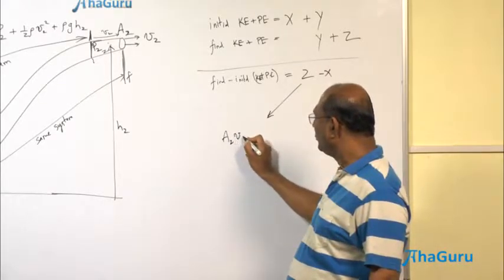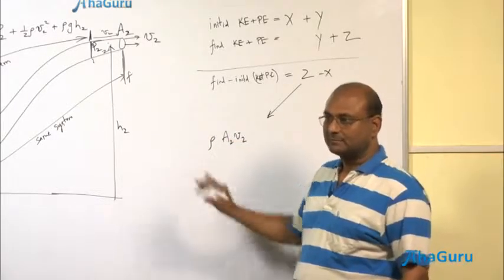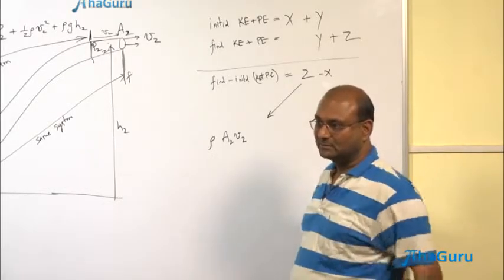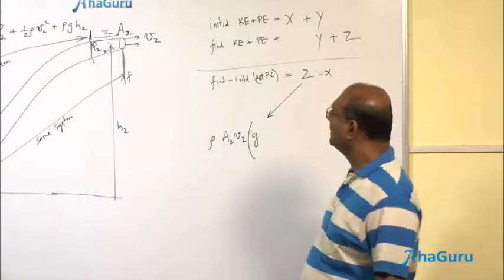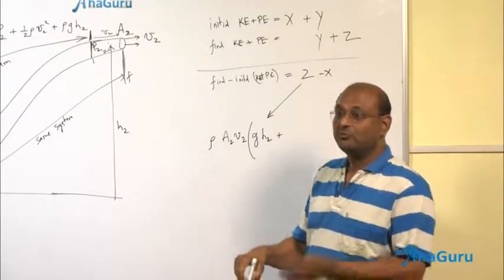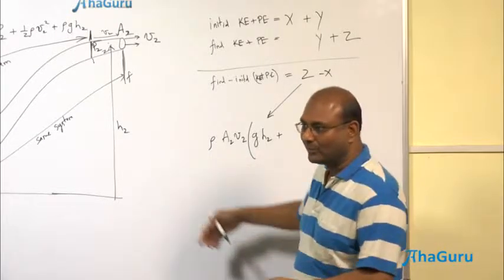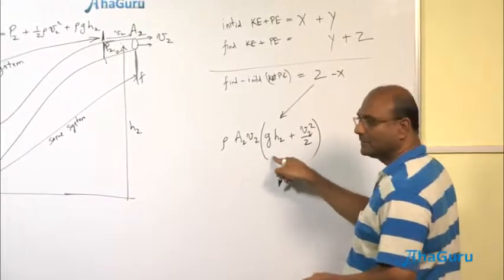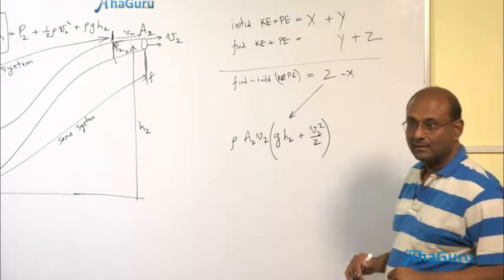A2 V2 rho. Mass into G into H. So G into H, H2. That's straightforward. Plus mass into V square by 2. Same mass, no? So I'm not going to write V square by 2 again. I'll just write V2 square by 2. Mass into GH, mass into V square by 2. That is the energy at Z.